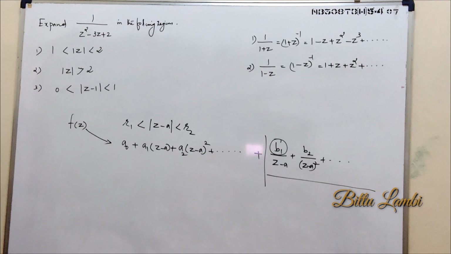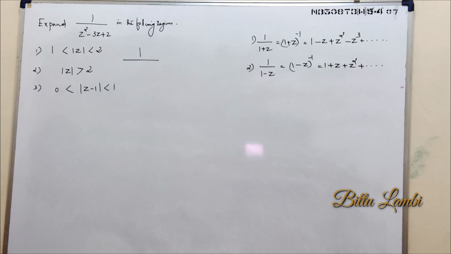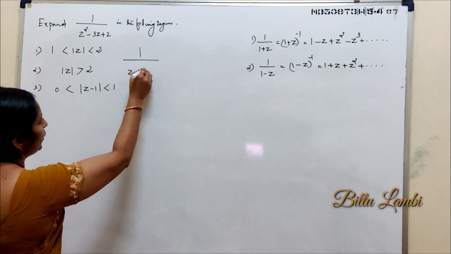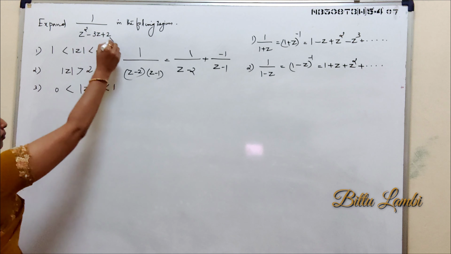First, you have to give the partial fraction. Clearly, z square minus 3z plus 2 is z minus 2 into z minus 1. And its partial fraction is: its numerator, you put z equal to 2 here, it is 1. Its numerator, you put z equal to 1 here, it is minus 1. See, this is its partial fraction.